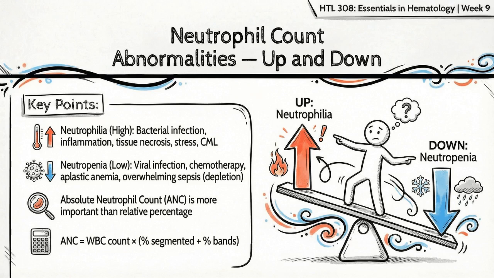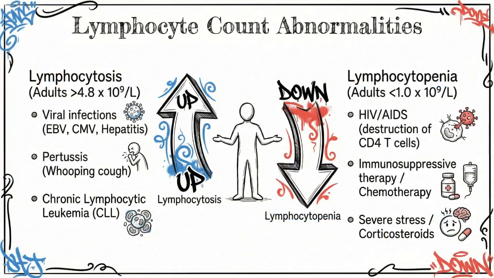Next, we'll look at lymphocyte count abnormalities. Lymphocytosis in adults is an absolute lymphocyte count greater than 5.0 times 10 to the 9th per liter. In children, the threshold is higher because they normally have more lymphocytes. Reactive lymphocytosis with morphologic changes is most commonly caused by viral infections like EBV, CMV, and HIV. Non-reactive lymphocytosis, with normal-appearing lymphocytes, is seen with Bordetella pertussis.